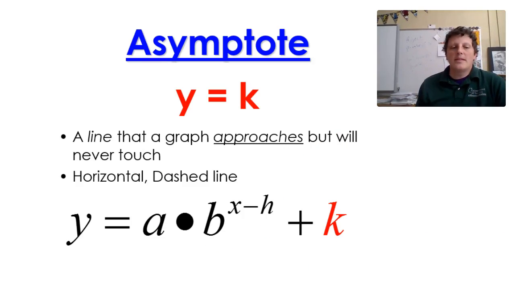Speaking of the asymptote, I've already said this, but a line that a graph approaches but will never touch is what we consider to be an asymptote. When you graph it, just like other asymptotes, you need to use a dashed line, in this case horizontal, to represent the asymptote. And the asymptote is actually pretty easy to identify because it's always that shift up or down. The asymptote of the parent function is y equals 0. Well, since this is the shift up or down from 0, it lets us know where the asymptote shifts to.